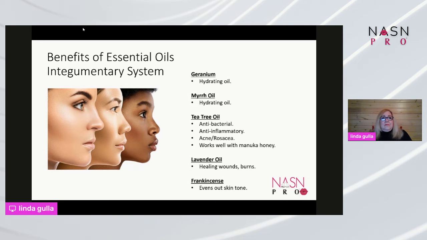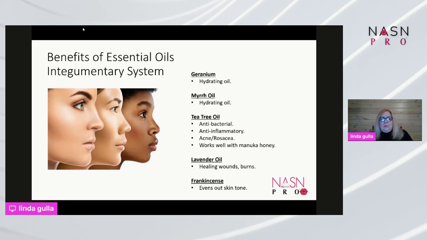Tea tree oil is a favorite one of mine. It is antibacterial, anti-inflammatory. It's great for acne and rosacea. Also works well with manuka honey. You can put that on your face. Tea tree oil in clinical studies is known to help with acne and rosacea. It's definitely a natural alternative to reducing bacteria with acne and rosacea, because there is a bacterial component with rosacea as well. And it's a natural way and can also be an alternative to topical or even oral antibiotics. So tea tree oil is a real natural way to work with rosacea and acne.